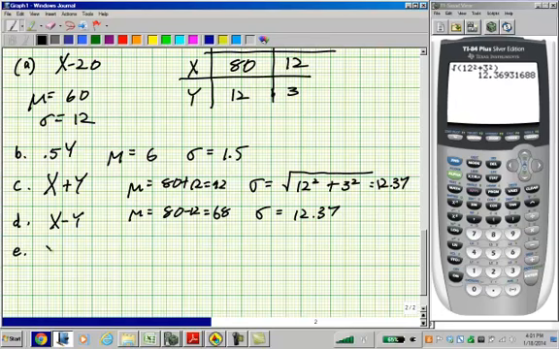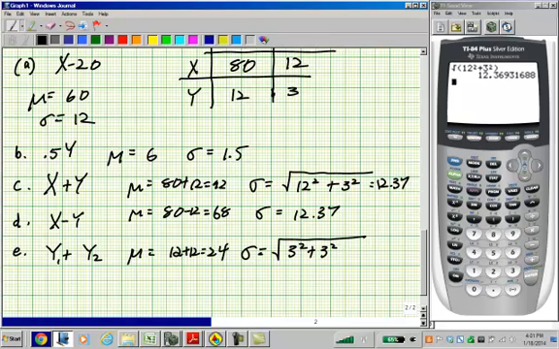Okay, y sub 1 plus y sub 2. In other words, two different instances of the random variable y, like when we were talking about two insurance policies or whatever. Okay, mu equals 12 plus 12, which is 24. And sigma equals the square root of the sum of the variances, which is 3 squared plus 3 squared, which is 18, right? 9 plus 9 is 18, so the square root of 18, which is 3 root 2.